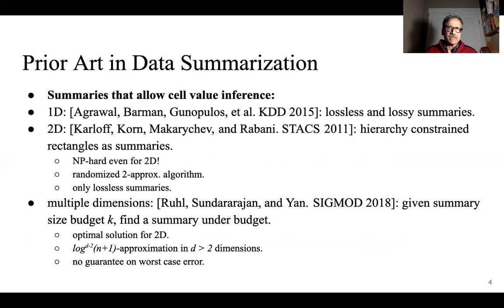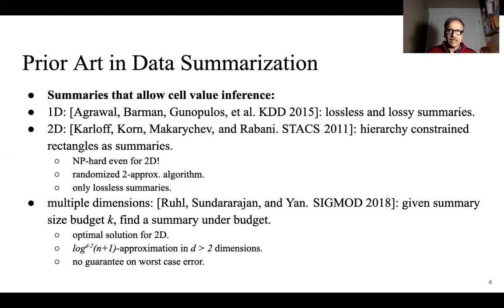To set the context, I would like to quickly highlight a couple of key pieces of related work. Agrawal and company in KDD several years ago were among the first to develop both lossy and lossless summaries for hierarchical data sets. However, they were confined to a single dimension. Their algorithm has the advantage that it gracefully degrades, if you will, from the lossless case to the lossy case, and it's efficiently computable.